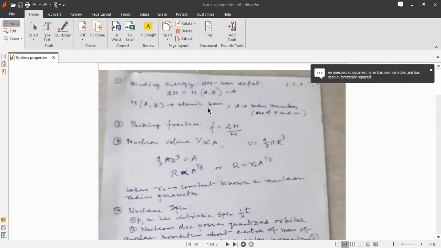strongly bound the system is, and that gives us an idea if we know the binding energy of the system. So this is a very important property when we study any bound system.